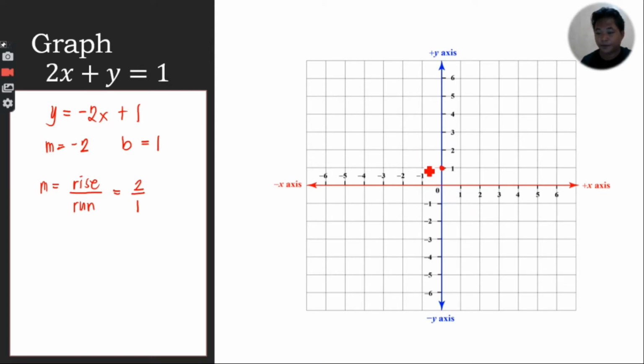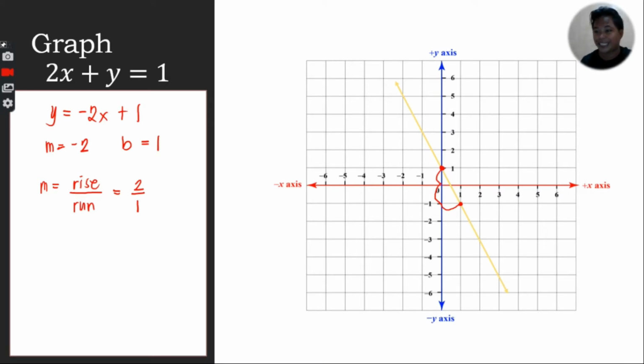So we're going to find the point below the y-intercept. Rise is 2, so we have 1, 2, and the run is 1. So the other point is here. So let's try to graph. So ayan na po. Yan po yung graph ng ating equation 2x plus y is equal to 1.